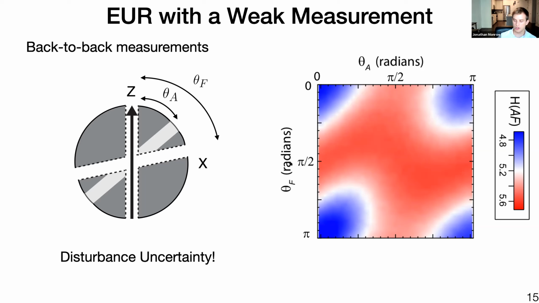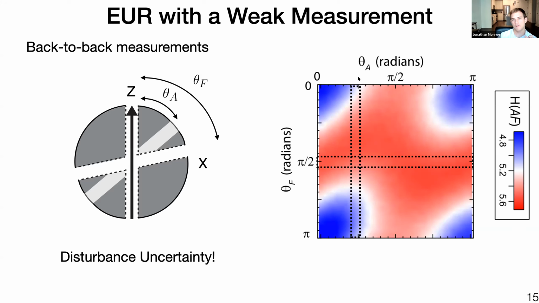When I started on the project, I imagined that if I'd like to measure sigma x, I should just measure sigma x, and that will give me the best guess at what the x measurement will be. I'm sort of pre-collapsing the wave function towards one of the eigenstates. But it turns out that the optimal value for theta A is actually pi/4. It's halfway between the two measurements.